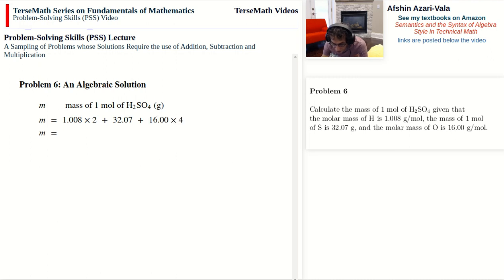There are 3 terms on the right side. We work them out and add them up. And so the mass of 1 mole of H2SO4 is 98.086 grams.